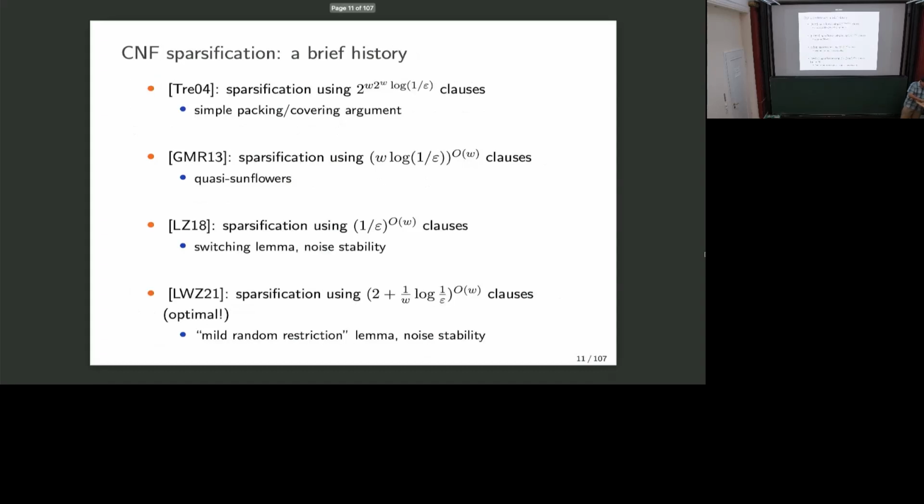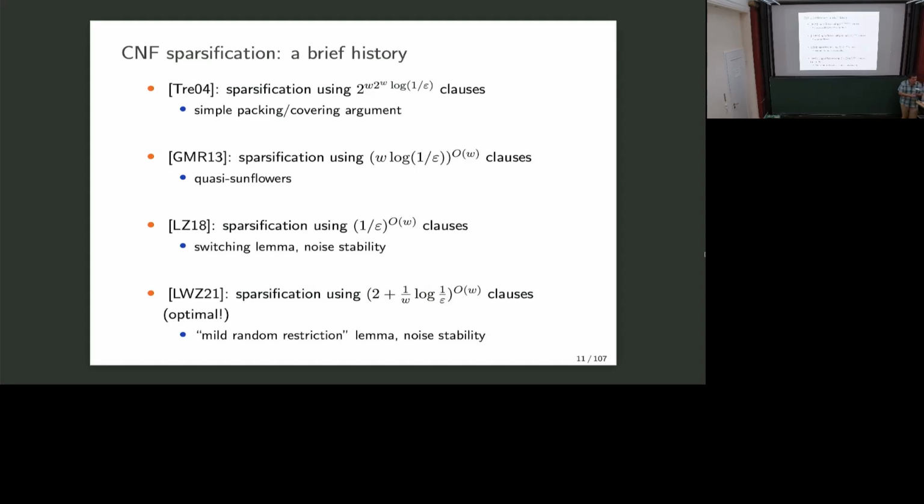Good, so I won't keep you in suspense. This is a completely solved problem in the Boolean setting. The first result along these lines was due to Luca Trevisan about 20 years ago. He gave a result which was of this flavor, essentially a sparsification kind of result using a fairly large number of clauses, and it's done really with a one-paragraph proof. It's an extremely simple kind of packing, covering argument. You look for a maximal set of disjoint clauses, snarf them all up, do a restriction, and recurse. It's a very elegant, nice argument.